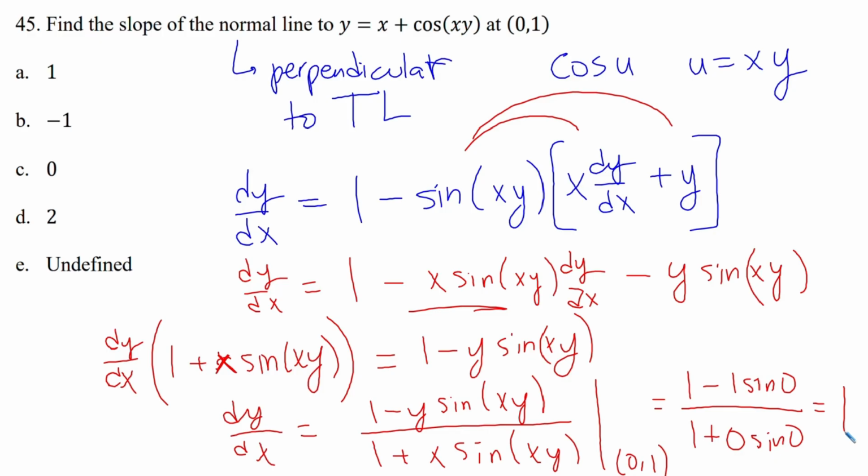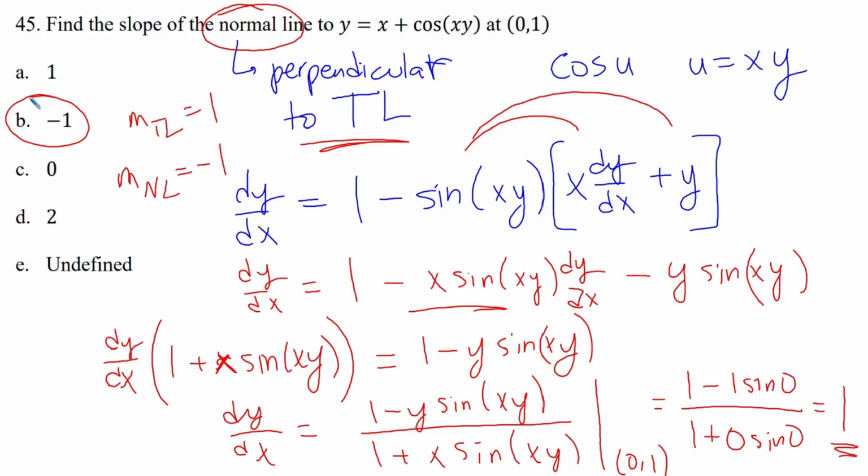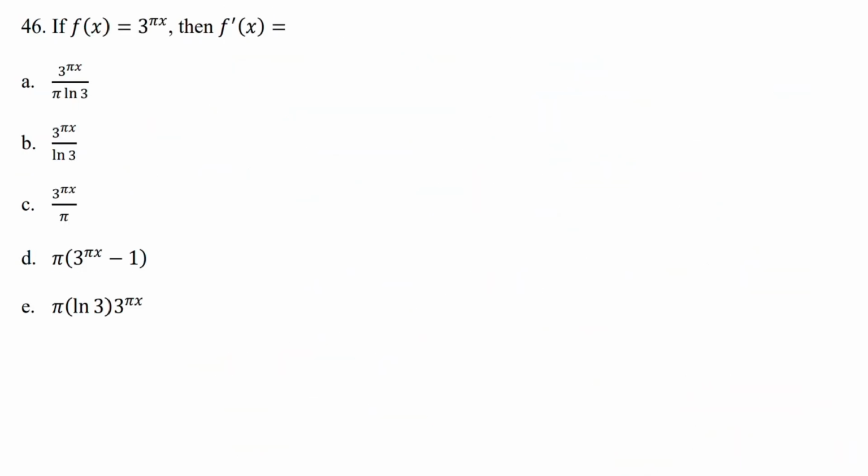Which looks like answer choice A, except that, oh yeah, we have to remember that what we're doing here is finding the slope of the normal line. And so that's perpendicular to the tangent line. So if our slope of our tangent line is 1, then the slope of our normal line should be the opposite reciprocal of that, which is negative 1.